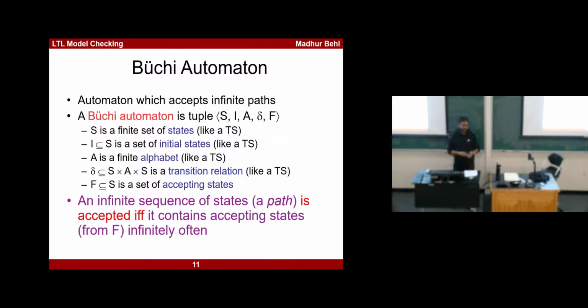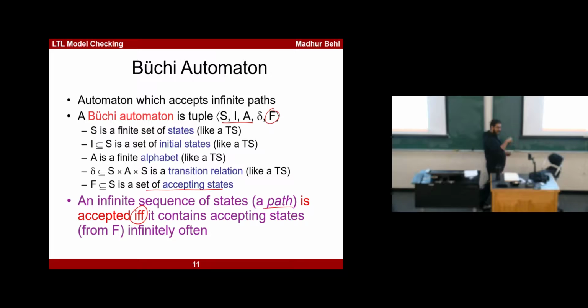So this is exactly what this slide was meant to say. It's another tuple with all of the same things as before, except there's this new set F, which is nothing but a set of accepting states. And we denote them by this double circle. So a sequence of states, or a path, in the Büchi automaton is accepted, and notice that it's if and only if. It goes both ways.